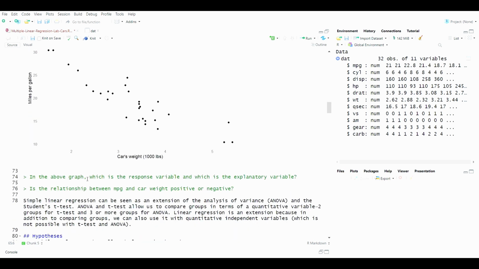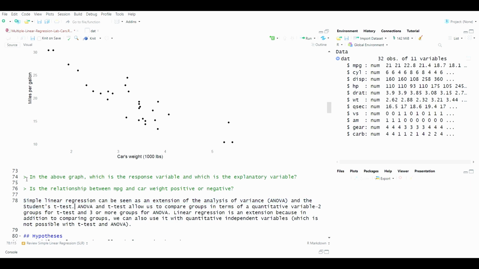These questions are all pretty easy. They're for you to just answer based on reading what I've already told you here, very little calculation, and a little bit of thought at the end. In the above graph, which is the response variable and which is the explanatory variable? Remember to answer the question in a complete sentence. Then, is the relationship between miles per gallon and car weight positive or negative, which you can tell by looking at the graph.